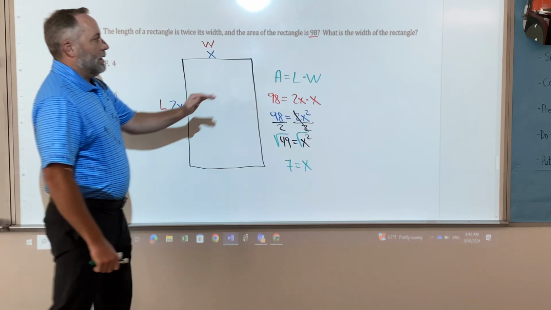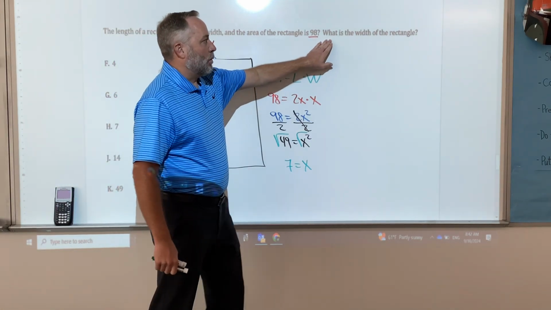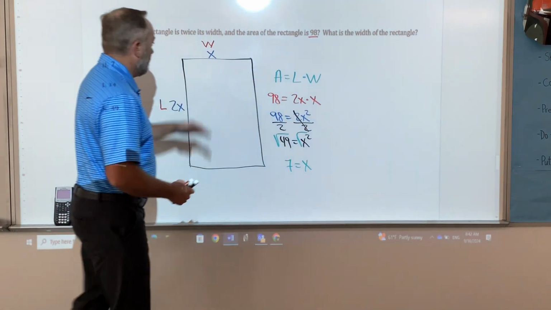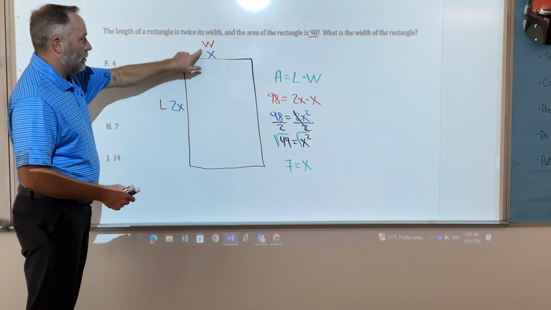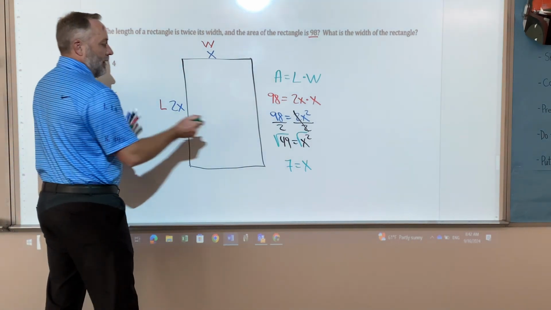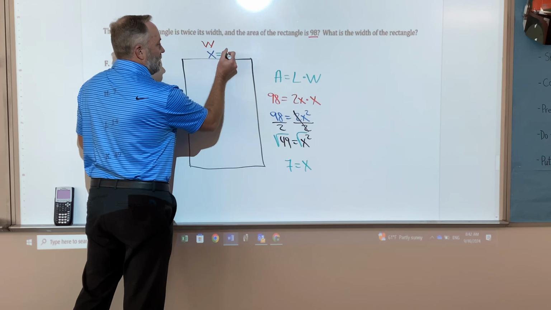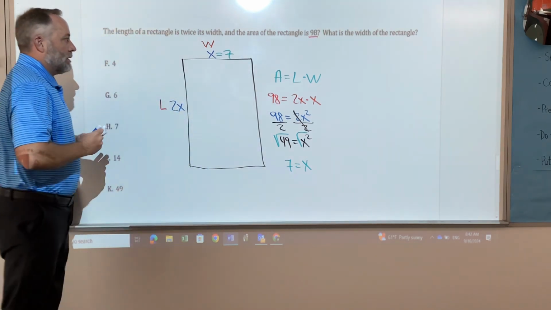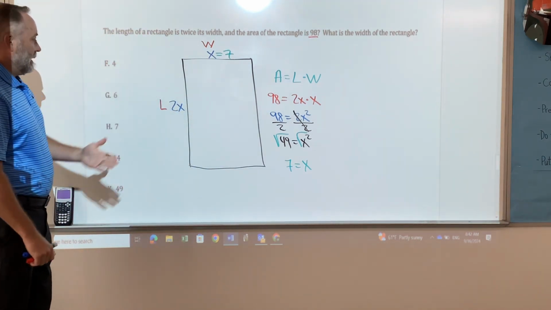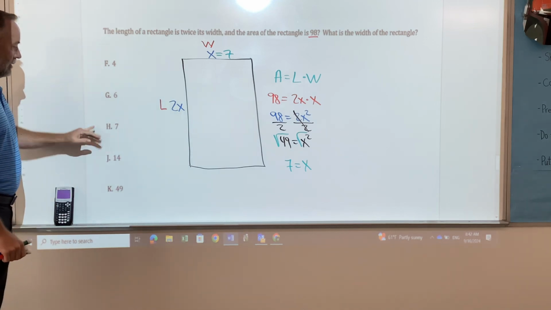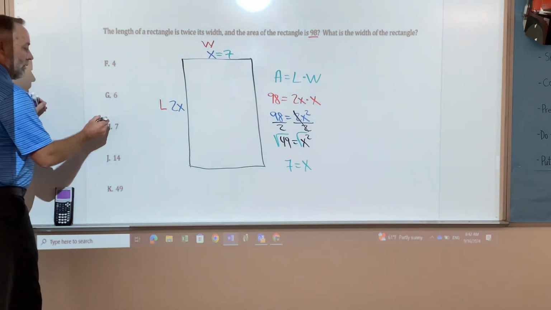Let's go back to what it is that we're being asked. It says, what is the width of the rectangle? So if we look at these two, this one's the width, and we just have that one x there. So this is equal to 7. And so our answer for the width will be 7, and we find that answer right here in letter H.